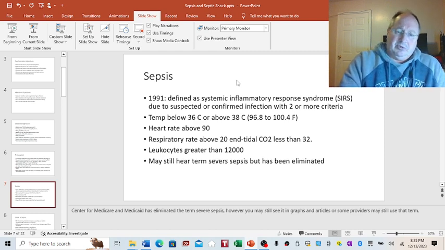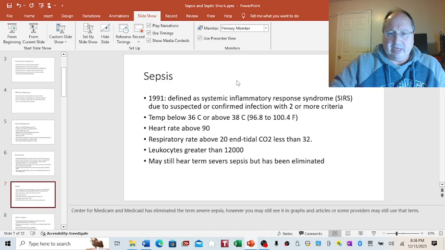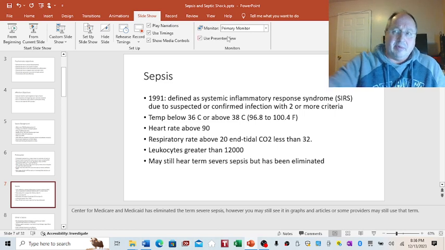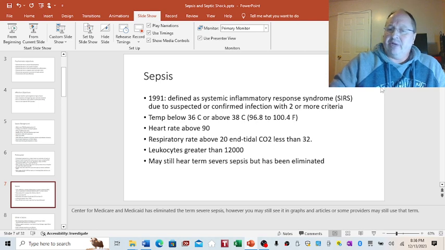A temp between 36 and 38 degrees Celsius, which would be 98.6 to 100.4 Fahrenheit; people who are outside of this range, below 36 or above 38, are septic. People whose heart rate is above 90. It's got the fevers. The respiratory rate is above 20. EtCO2 is a big thing with these people. Their EtCO2 is less than 32. Remember, your average is 35 to 40.